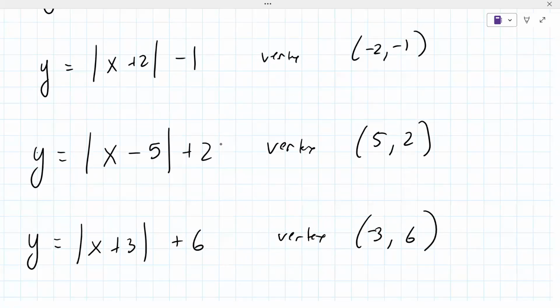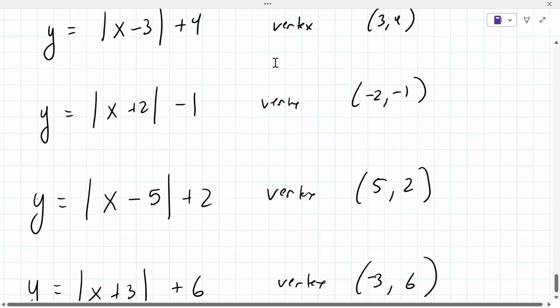I actually don't know. Okay, how about the second number in the vertex? Do you notice anything about that? It's the y. It's the number here to the outside. Yeah, it stays the same.